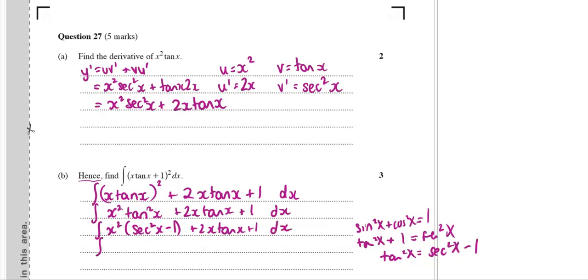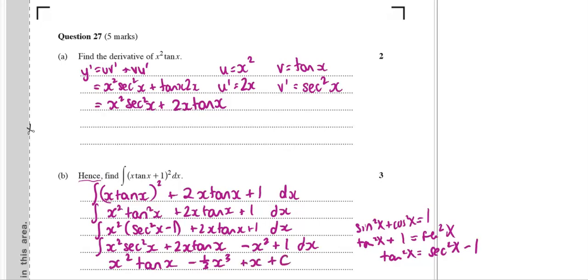So now I have x squared sec squared x. I'm going to write the plus 2x tan x term next. Then I'm going to subtract the x squared, plus 1, dx. So now those first two terms I know will integrate nicely back to x squared tan x using part A, and I know that the rest of it will turn into a third x cubed plus x plus c, and I'm done.